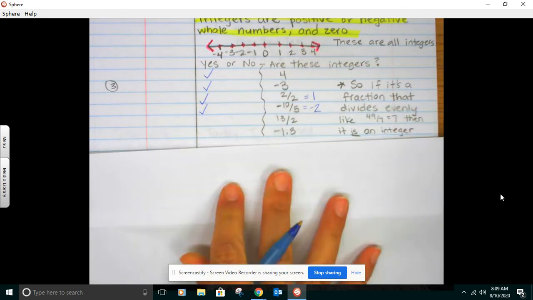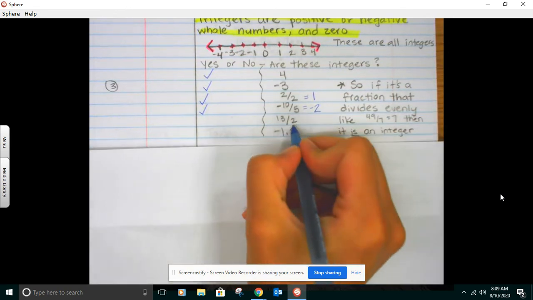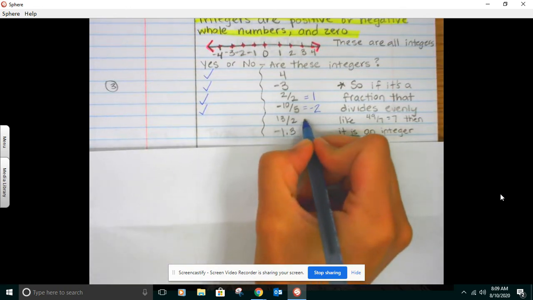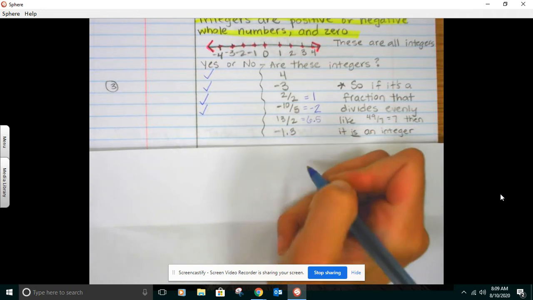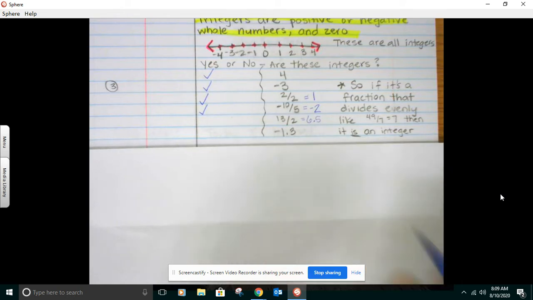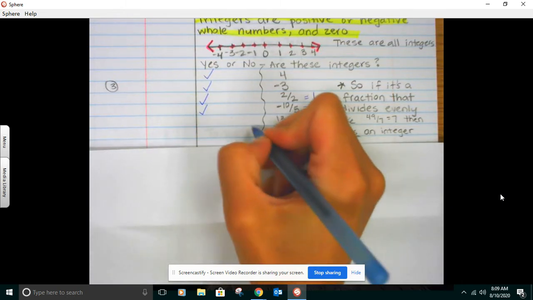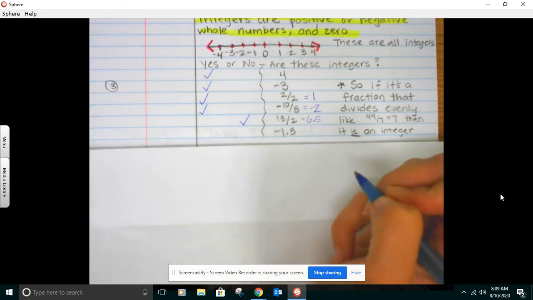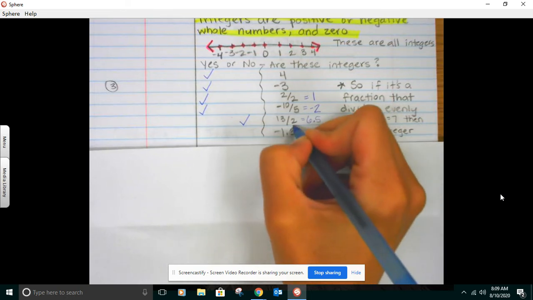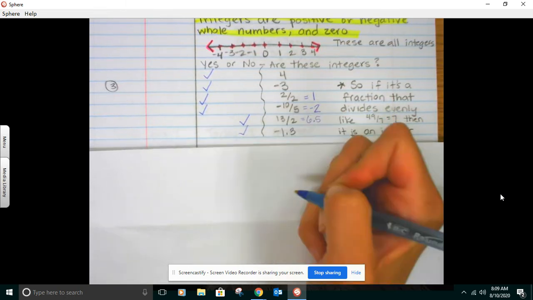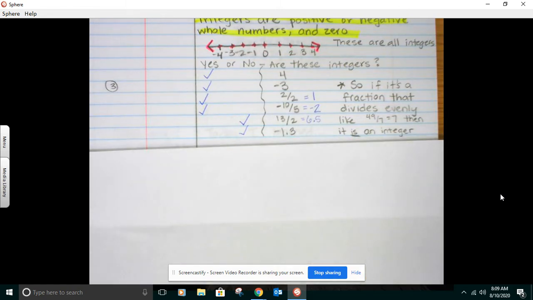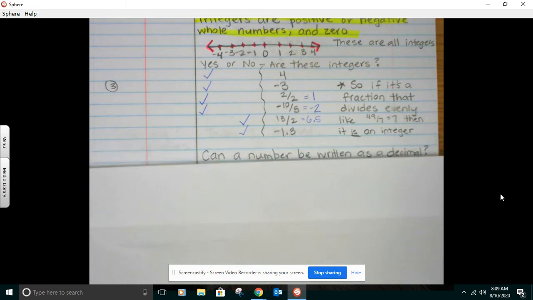Okay, but this one, 13 divided by 2, I cannot divide it evenly. It would equal like 6.5 if I did divide it. And you guys can use calculators whenever you want to. That would be a no. Any decimals would not be an integer, or a fraction that you can't divide evenly. So -1.3, well, that's also no, not an integer. All right, so again, pause as you need to, and I'm going to just keep moving on.